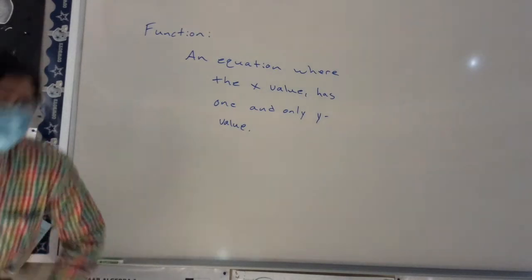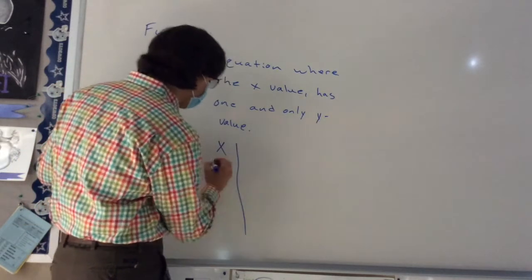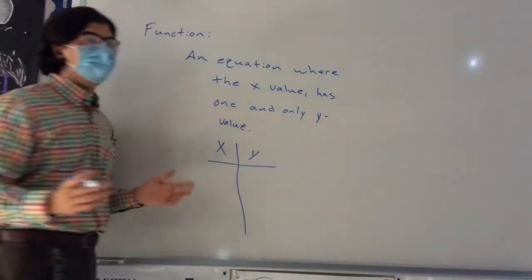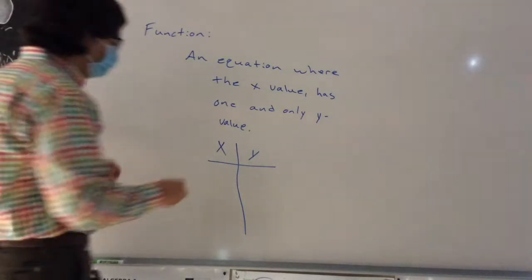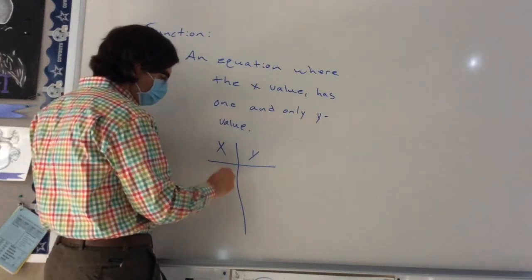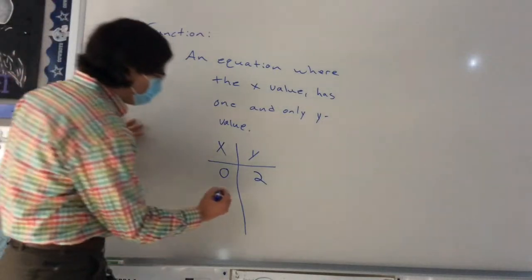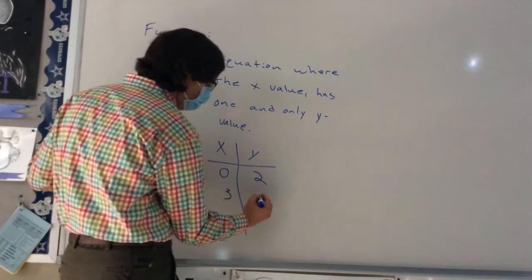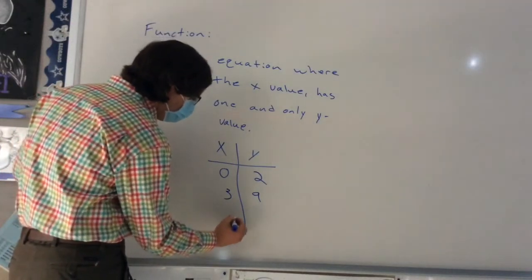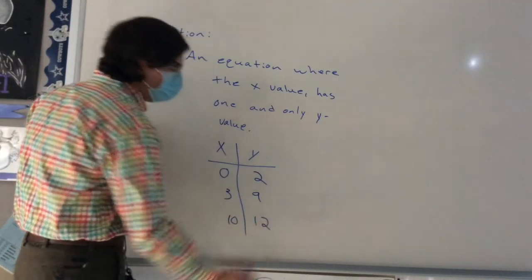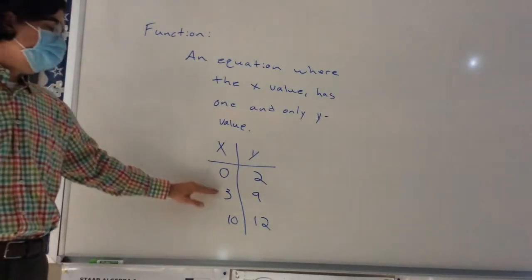So let me give you an example of this. I'm going to draw a table real quick. And I'm just making this table up, okay? So just bear with me. Like if my numbers are kind of goofy, just understand I'm literally making it up. For x, if I tell you that x is equal to 0 and y is equal to 2. If I tell you that x is equal to 3 and y is equal to 9. If I tell you that x is equal to 10 and y is equal to 12. Notice that my x value is never ever repeating.